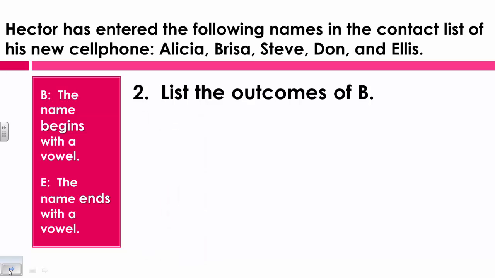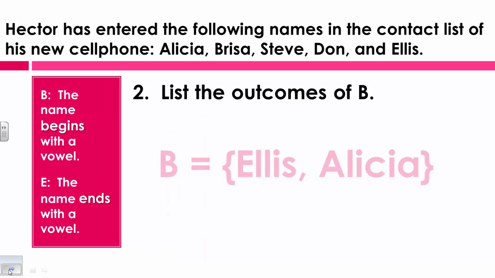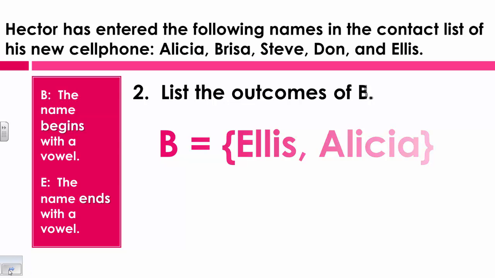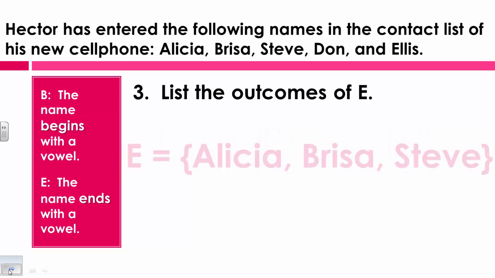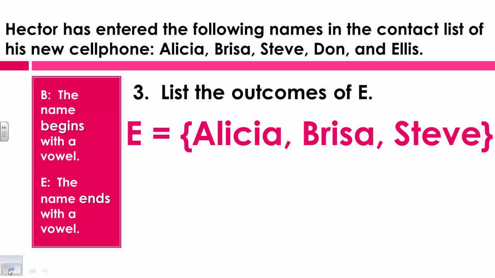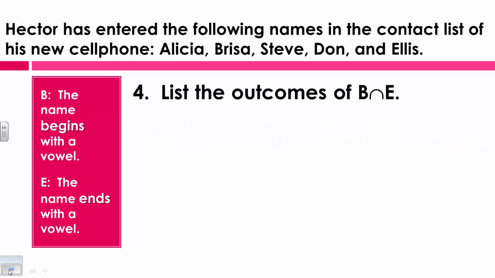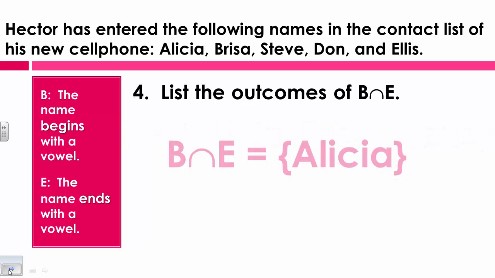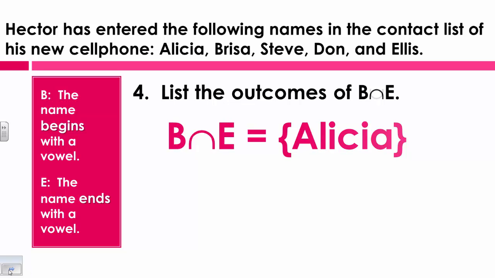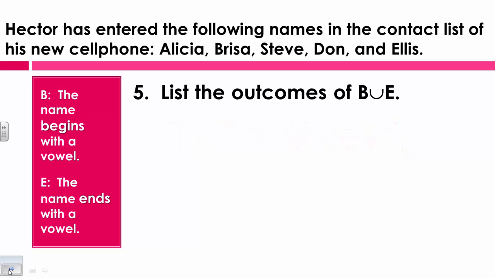List all the outcomes of B. List all the outcomes of E. List all the outcomes of B intersect E. List all the outcomes of B union E.